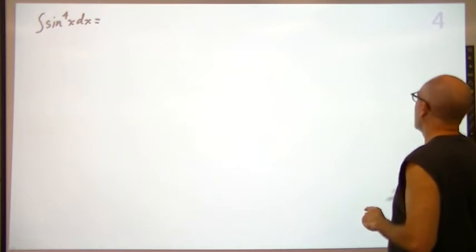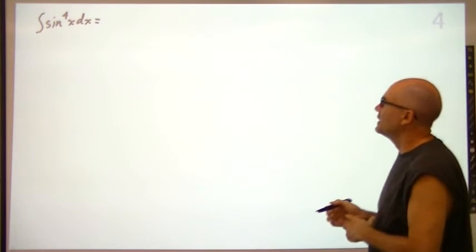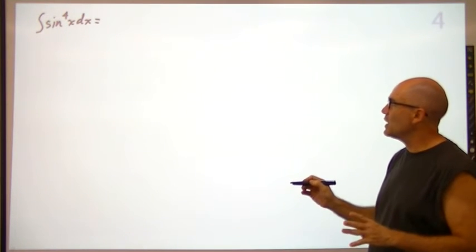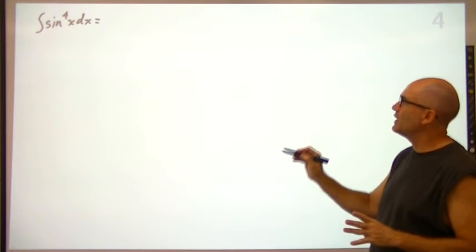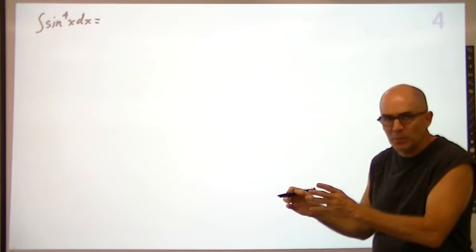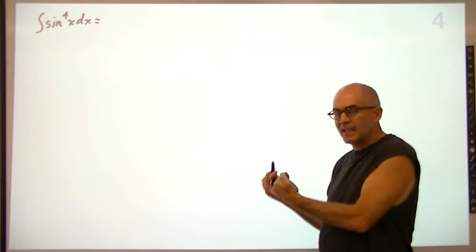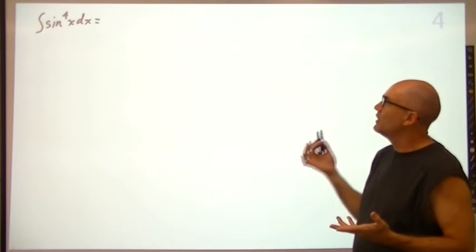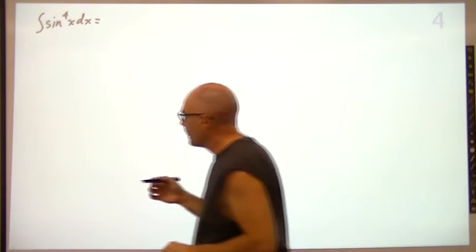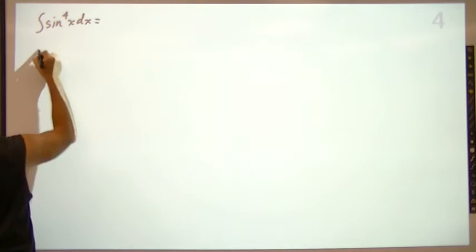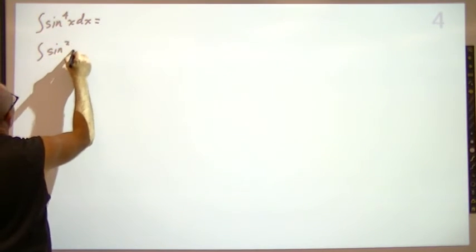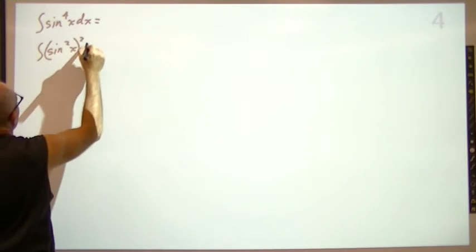Okay, so the integral of sine to the 4th x dx. Now we have the same situation. We don't have an odd sine, so we can't just take a sine out and scroll it away, or else we're going to have a sine cubed, and you can't take a sine cubed and make it into 1 minus cosine anything. So we need to deal with this just like before. So we say this equals the integral of sine squared x squared.